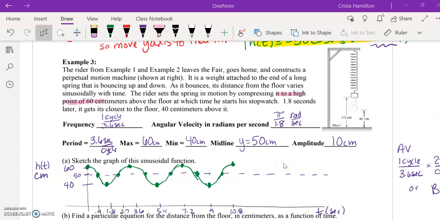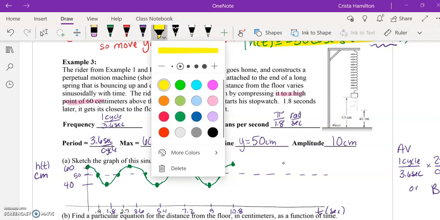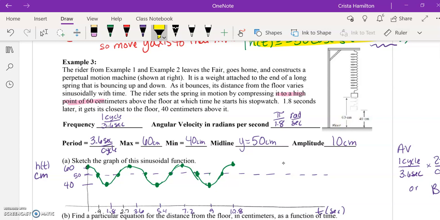Right, so coming in and taking a look at example 3, and hopefully you guys have already worked this, so we're just going to do a quick discussion of some important features of this. Now, before you move on and check everything that's going on, one of the most common mistakes in this one is because it says that the writer set the spring in motion by compressing it to a high point of 60 centimeters, and that's when he started his stopwatch. And then it says 1.8 seconds later, it gets closest to the floor, 40 centimeters above it.